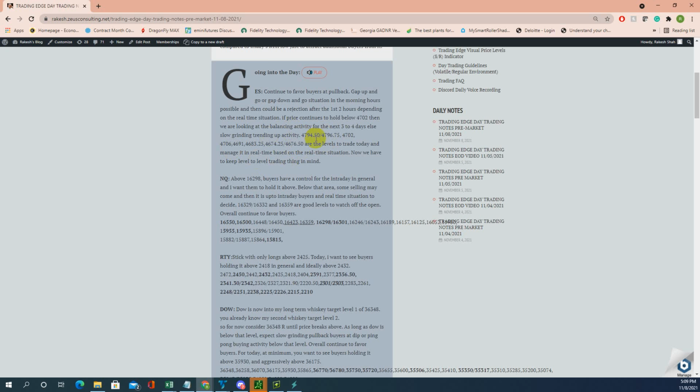I did not take any trade in ES today. NQ, yes, I did. In NQ, about 298, buyers are there, so we favor buyers. Below that area, some selling may come, but that did not happen. Price pretty much held the 16,300 area and rotated around these two areas the entire day. So NQ had a long situation at the open.